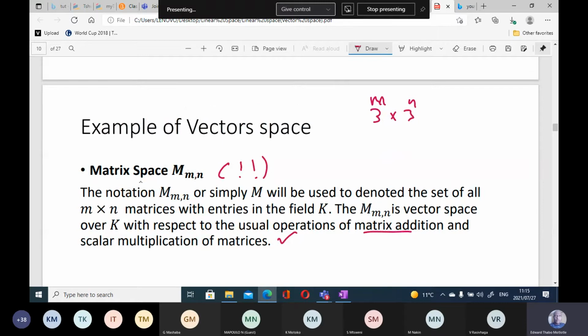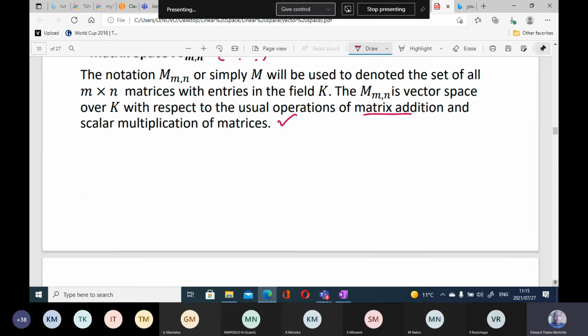Now we come to a matrix space, m by n matrices. So I was just indicating that m by n can be 3 by 3, it can be 2 by 2, okay? Then the notation, this is important, we'll do another example. The notation M m,n will be used to denote the set of all m by n matrices with entries in a field K. The space M m,n is a vector space over K with respect to the usual operations of matrix addition and scalar multiplication of matrices, okay?